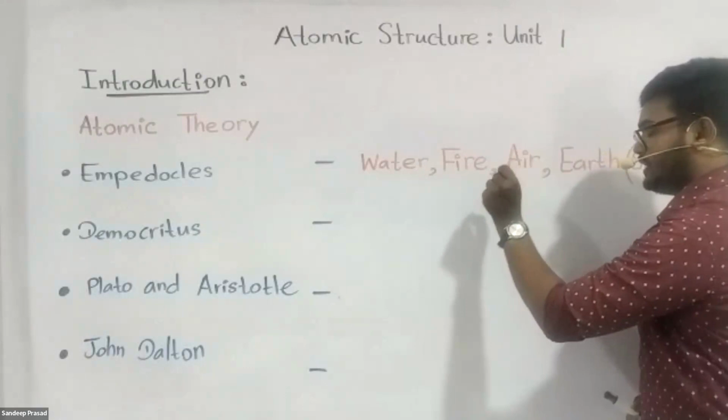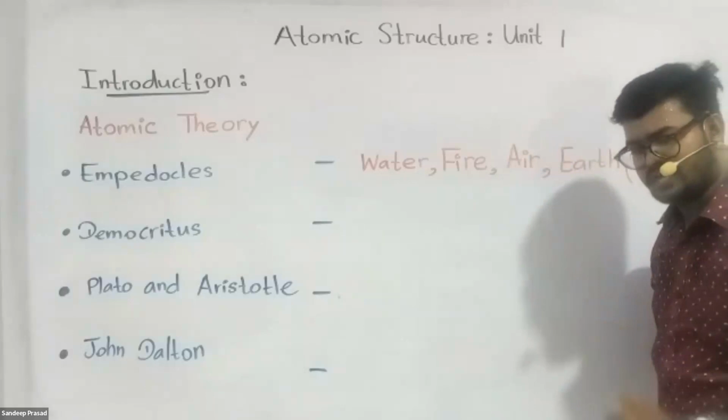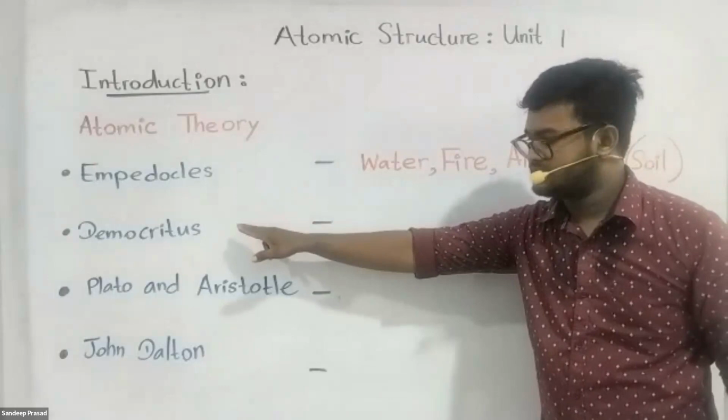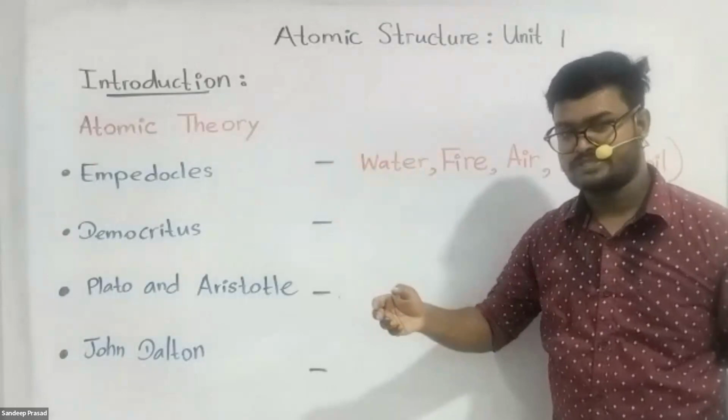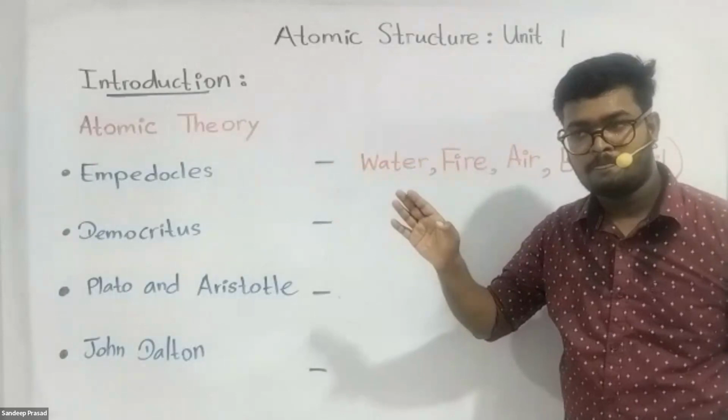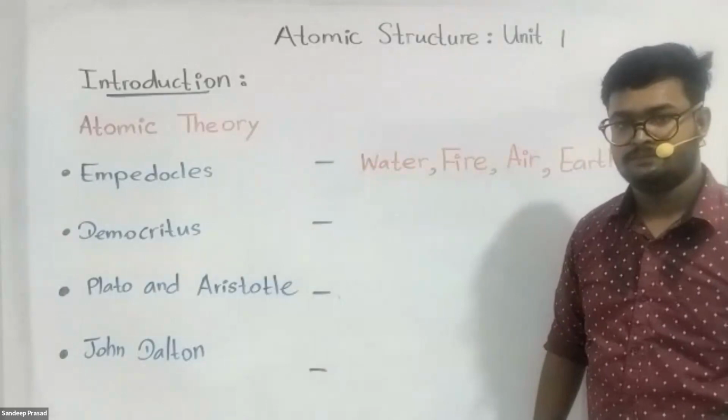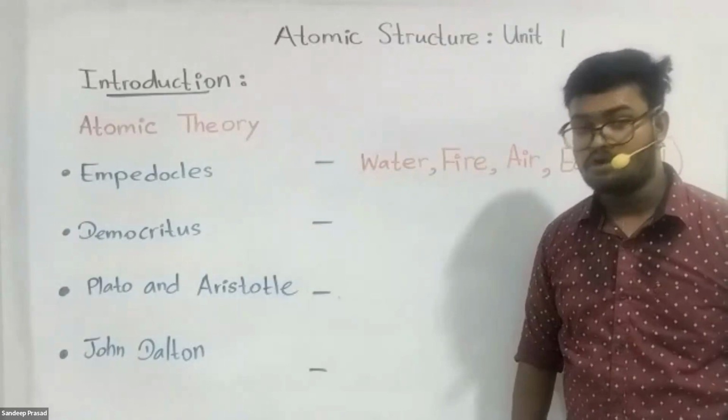And after some period of time, around Greece, there was a philosopher. Actually, we cannot tell scientist. So these people are philosophers. They had a vision, right? They were thinking about everything properly. So therefore, I can call them philosophers. You have heard that name, Democritus. So there was a philosopher known as Democritus.